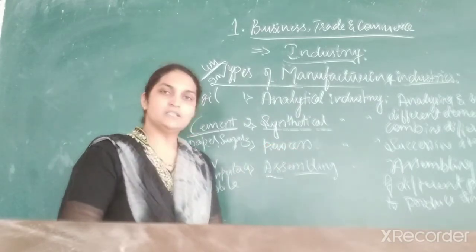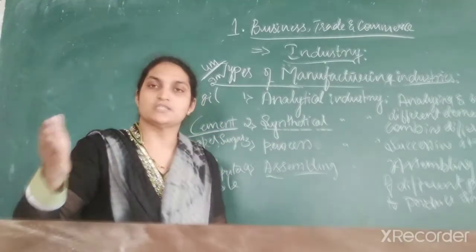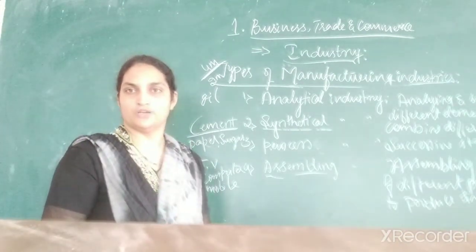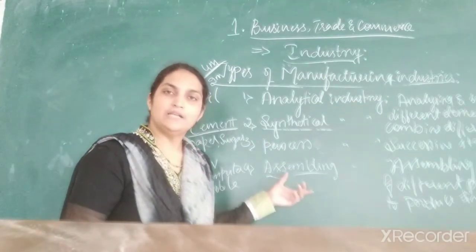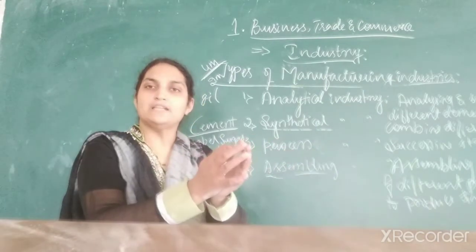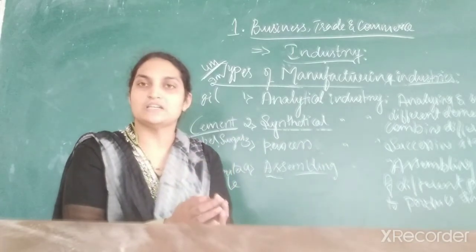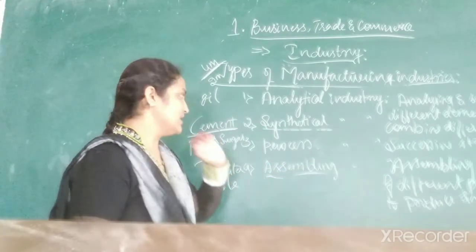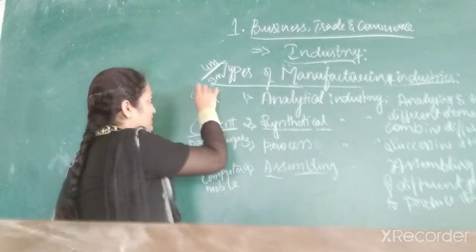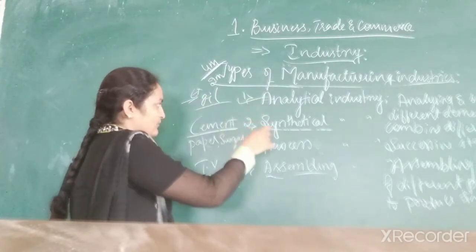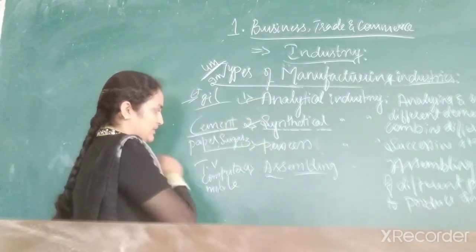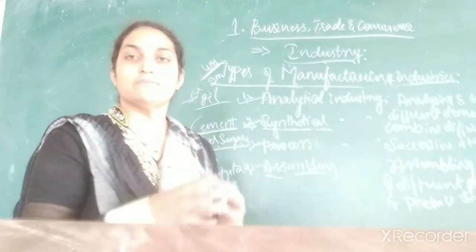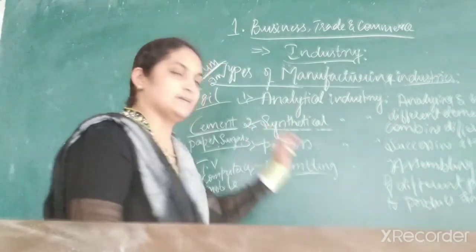Processing industries include successive stages, a number of steps to be followed in order to manufacture particular goods and services. Assembly industries are those which assemble different products in order to give a finished shape to a particular product. Examples for these are, first oil, second cement, third paper and sugar, and the last one is TV, computer, mobile phone, which include the assembling of different products, called assembling industries.